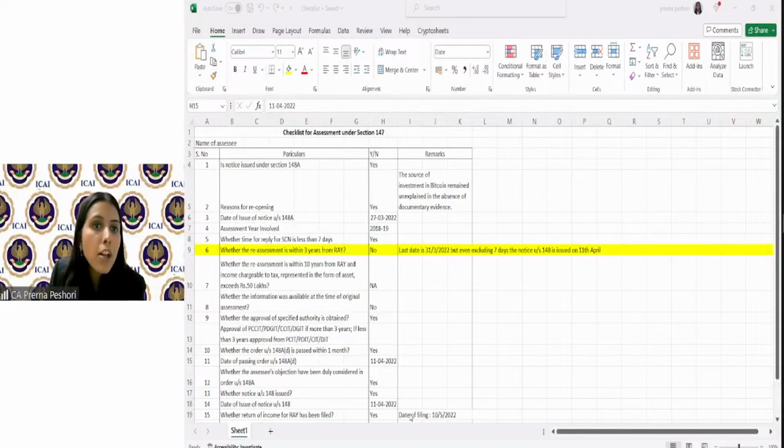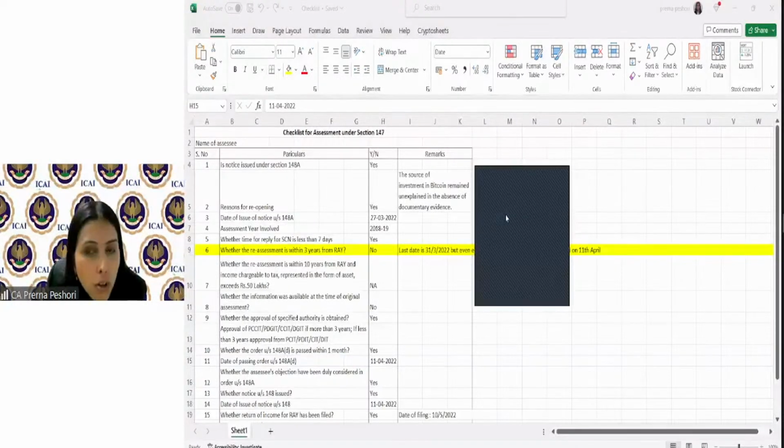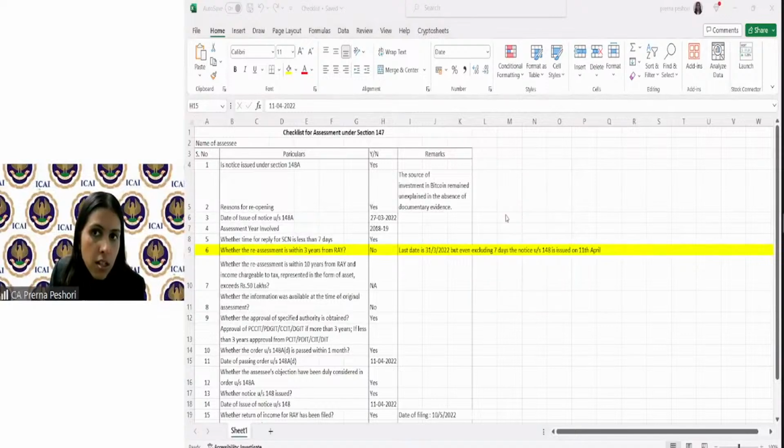So in this particular case, the notice was not validly issued. Are you getting this particular point? So we were given the time to reply only till, let's say, 31st of March. Are you getting this particular point?